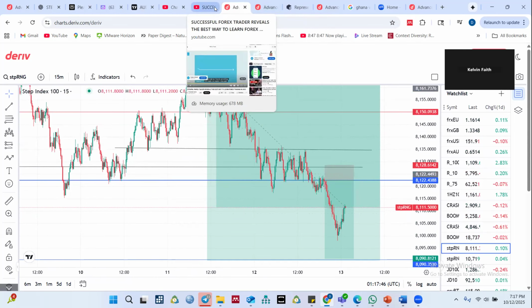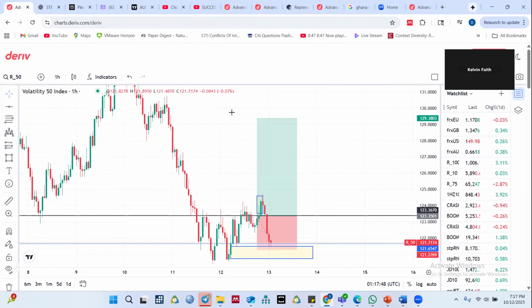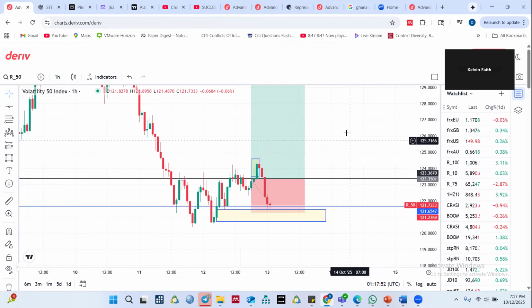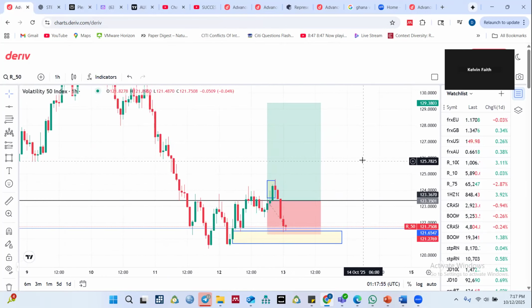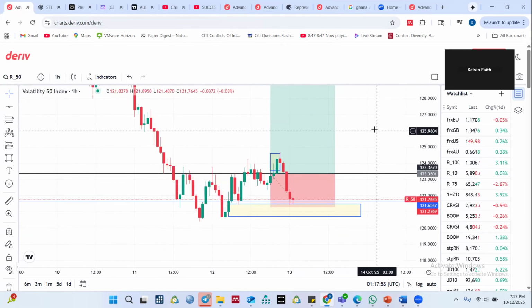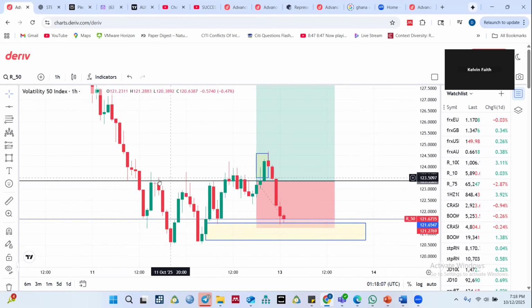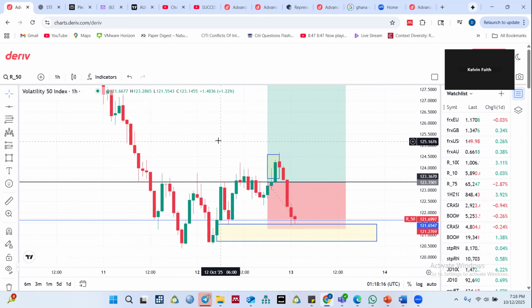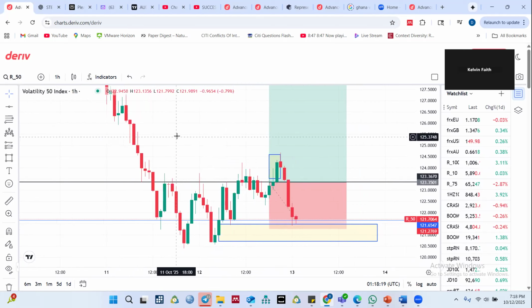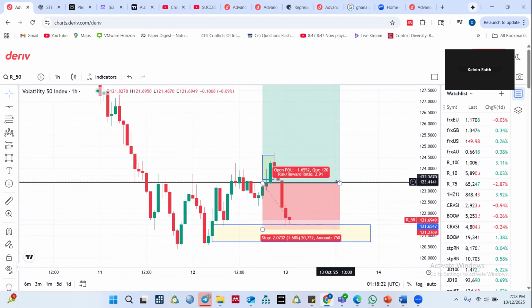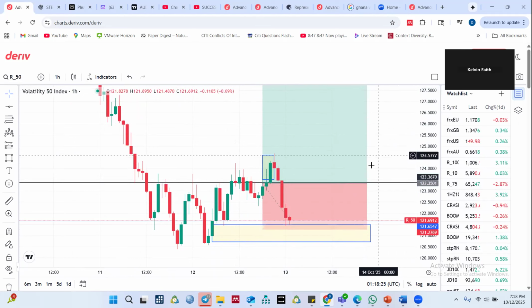Let me see what is happening on 50 Index. So on 50 Index, I have two precision support lines. The first one is the black line, and the second one is the blue line below here. I have not taken this trade because I don't have 100% confirmation yet, but I framed this setup to buy from here if price stays above the black line.